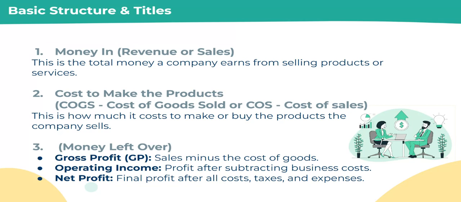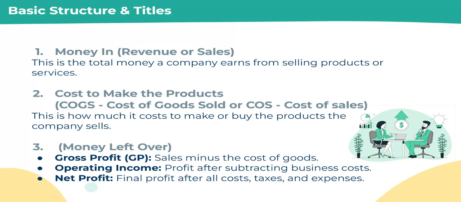Number 2, cost to make the products, COGS, or costs of goods sold, or COS, cost of sales. This is how much it costs to make or buy the products the company sells.